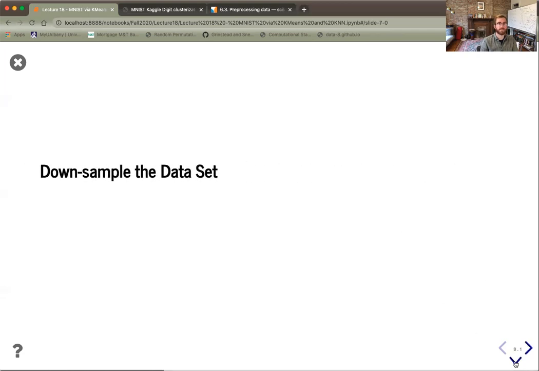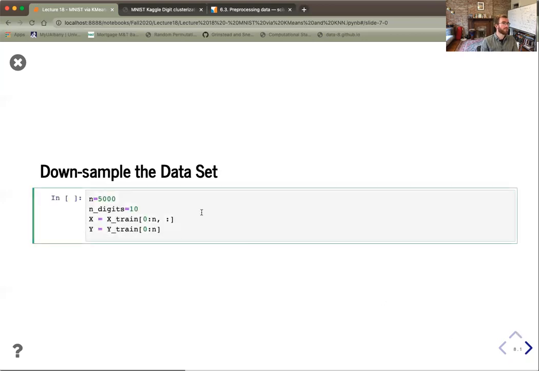So now let's try to downsample this data set, because we don't necessarily want to work with all 10,000 points. Often that can be computationally very expensive, especially when we're doing PCA. So we'll even just start by cutting our data set in half. So here we're going to look at 5,000 digits, and don't worry about this n digits yet. It's going to be important later. But our training data set, we're going to slice and just take the first 5,000 samples or rows from that.